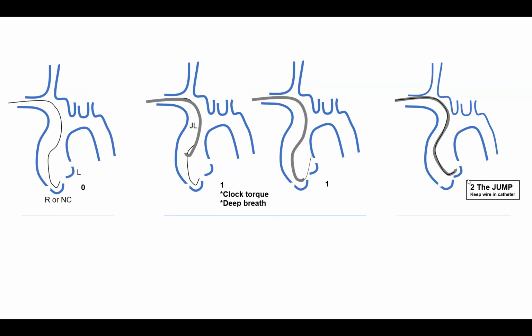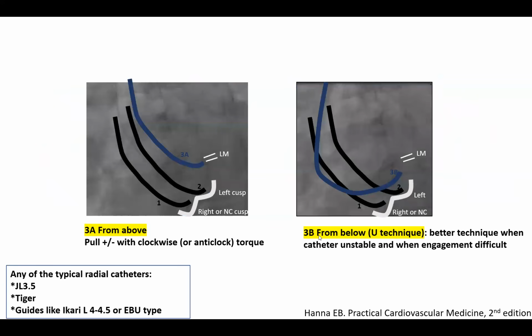Now, after we get to the left cusp, then we reach the third step beyond the jump. So we jump to the left cusp and we're looking toward the left. Now we have to actually engage the left coronary. And this is the third step. And there are two ways of doing the third step, 3A and 3B. So 3A is what I call you engage from above.